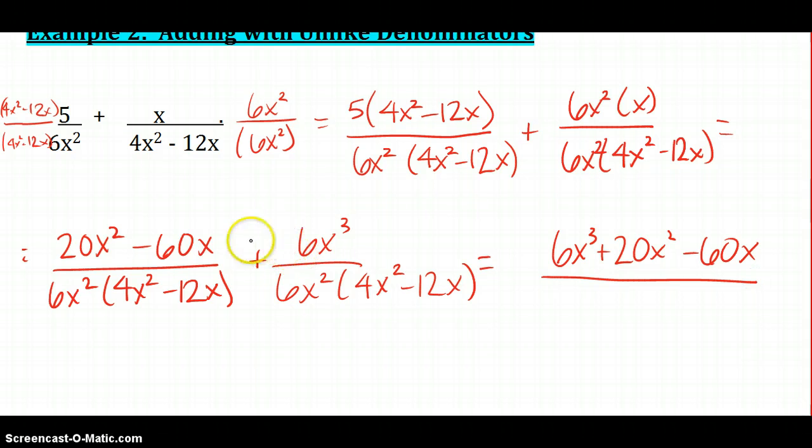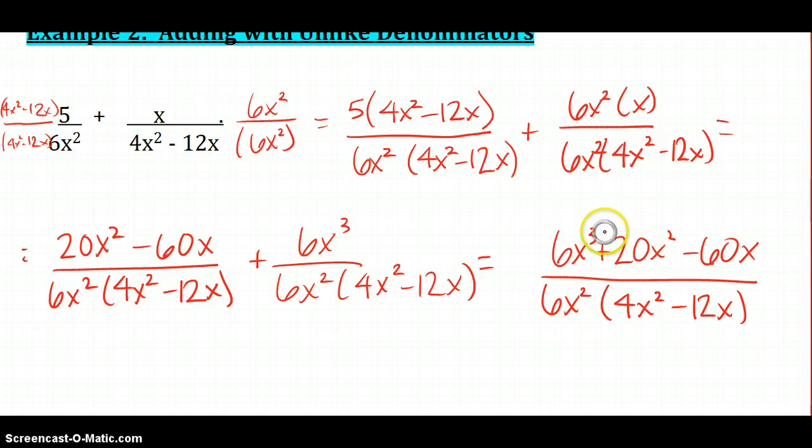All over, if I add, I keep the denominator. So I don't add the denominator together, I just keep it. So 6x squared times 4x squared minus 12x. Now your last step is to simplify all this. The only time you can simplify something is if you can cross out something in every single term, or if you have multiplication, then you can just cross it out.